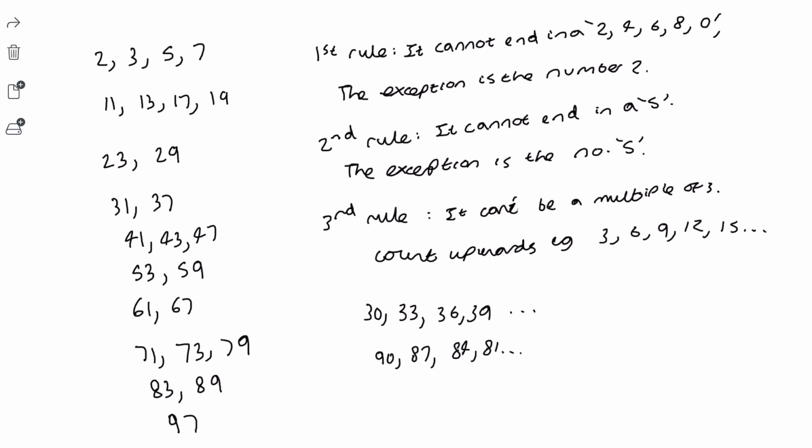A fourth rule could be that you can't have two numbers which are the same digit, the exception being the number 11. So anything like 33, 55, 77, 66, none of these can be prime.